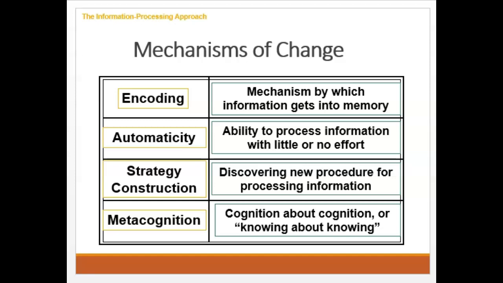Finally, we engage in metacognition. This is sometimes called thinking about thinking or knowing about knowing. As we pay attention to what helps us understand things, and as we modify our approach to information, our ability to process information becomes faster and more efficient.